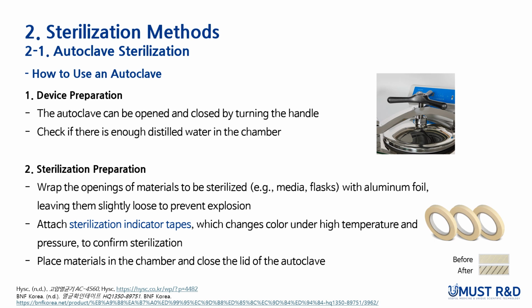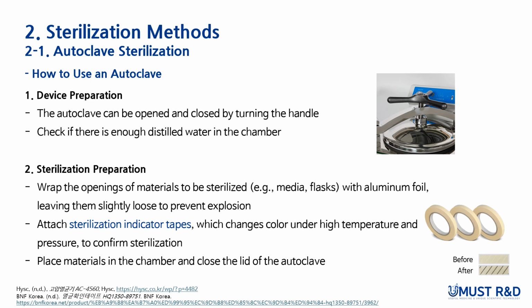Now let's take a closer look at how to use an autoclave. To open and close the autoclave, you need to use the handle. Turn the handle in the open direction to open it and check if there is enough distilled water inside. Next, prepare the materials to be sterilized.